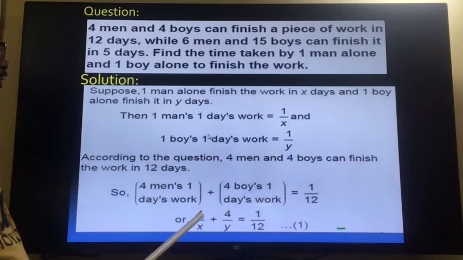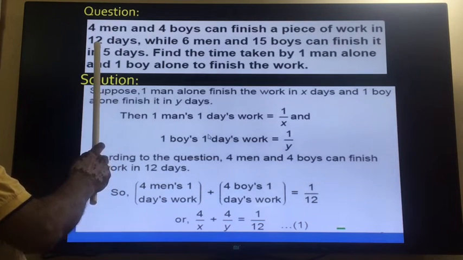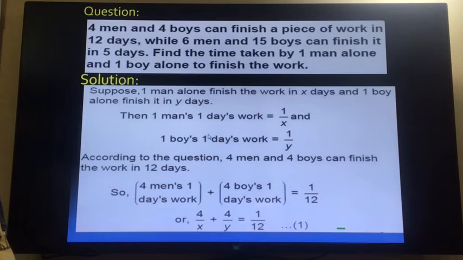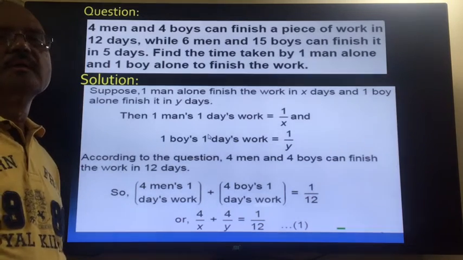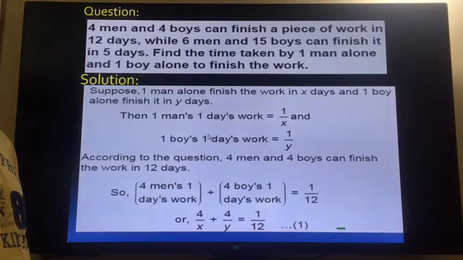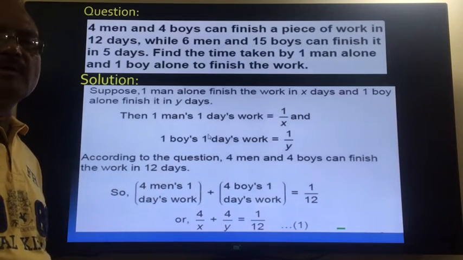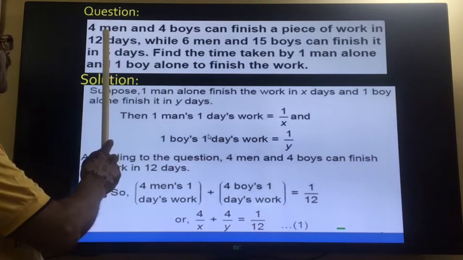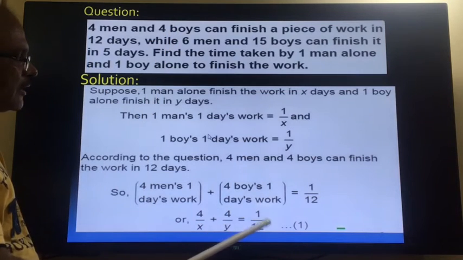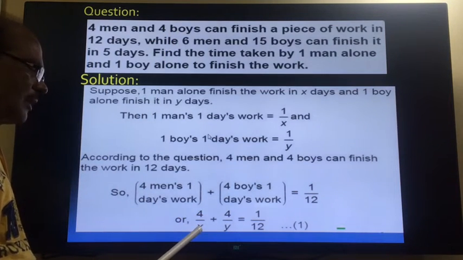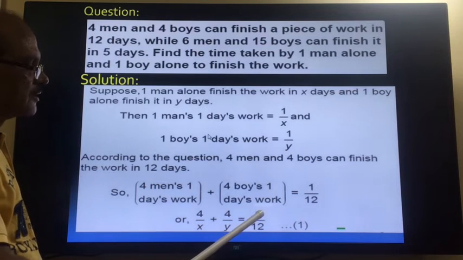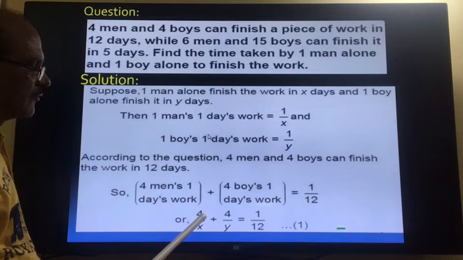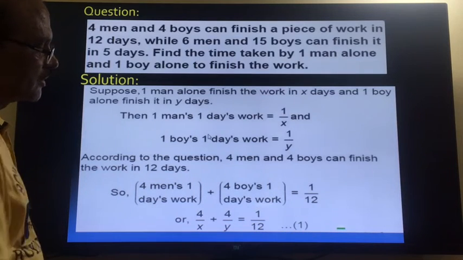Now 1 day's work of all of them, because all are finishing the work in 12 days. So 1 day's work of 4 men and 4 boys will be 1 upon 12, because 12 days' work of 4 men and 4 boys will be equal to 1 part. So 1 day's work of all 8 people, 4 men and 4 boys, will be 1 by 12 part. So 1 day's work of 4 men plus 1 day's work of 4 boys is equal to 1 day's work of all of them, that is 1 by 12. So this is our first equation.